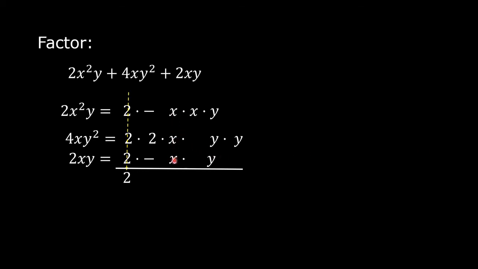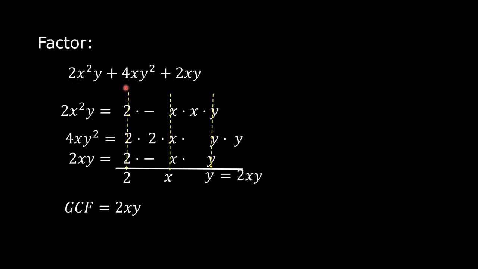x are the same. So write one of them down. Then write one of this down. So write y. Then multiply. 2 times x times y is 2xy. So the greatest common factor GCF is 2xy.